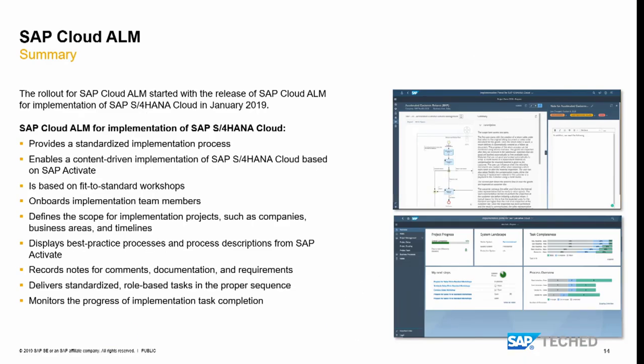So what you have just seen is our very, very first increment. It's the implementation portal for S/4HANA Cloud. It was released earlier this year, and within this tool, you get standardized guidance for your implementation process. It enables a content-driven implementation of S/4HANA Cloud based on SAP Activate, including the best practice processes. So it's pre-filled with roadmap content and process content. It is foreseen for supporting fit-to-standard workshops.